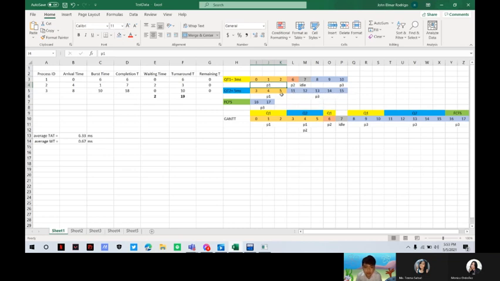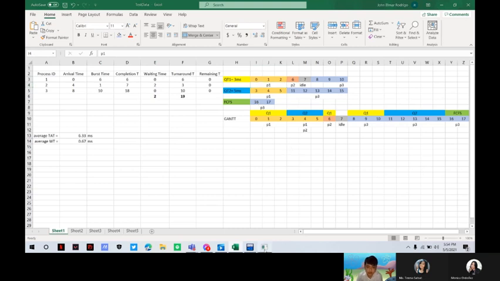And because quantum time 2 is only 5 milliseconds, process ID 3 only has 2 burst time left. So we put it into FCFS, which is 16, 17.